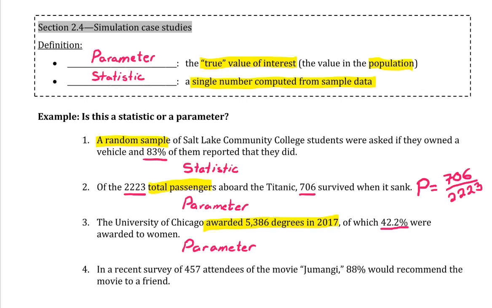In a recent survey of 457 attendees of the movie Jumanji, 88% would recommend the movie to a friend. Would this 88% be a parameter or a statistic? Because this value comes from a recent survey, we know it would represent a statistic.